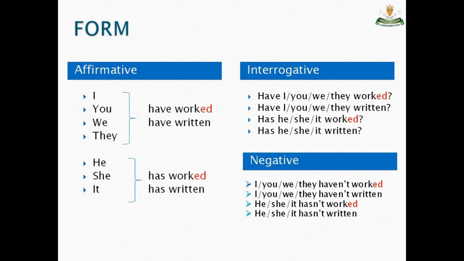We use haven't or hasn't. Look at the board. I, you, we, they haven't worked. Regular verb. I, you, we, they haven't written. Irregular. He, she, it hasn't worked. He, she, it hasn't written. So this is the negative form.